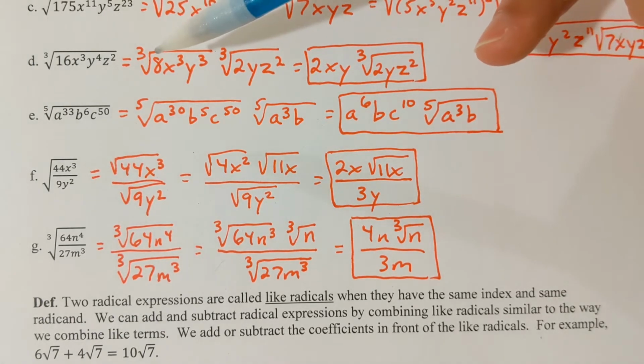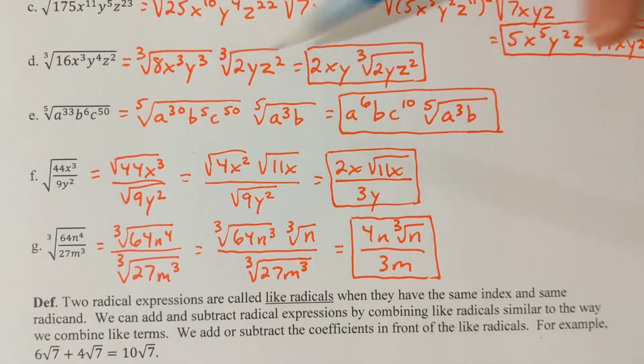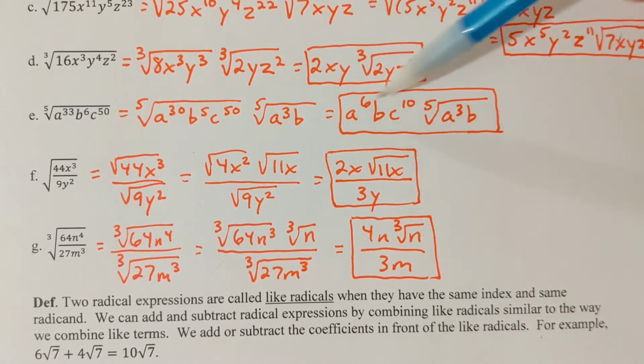The cubed root of 8 is 2, I mentioned. The cubed root of x cubed is x. The cubed root of y cubed is y. So we got 2xy times the cubed root of 2yz squared. That'd be my answer to that one.